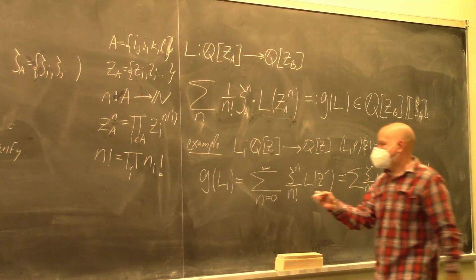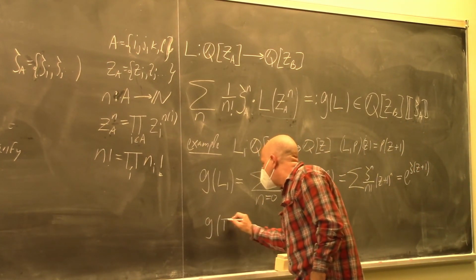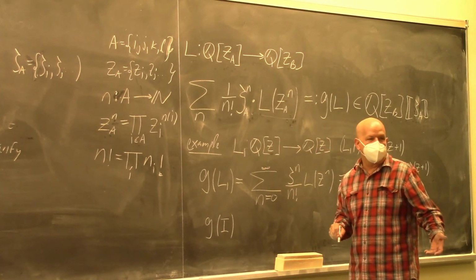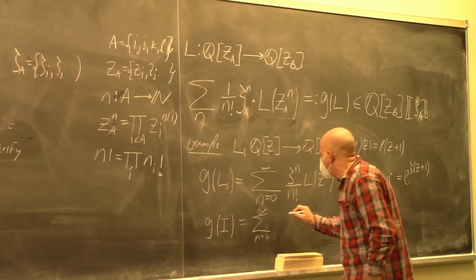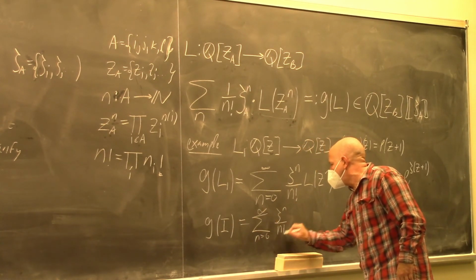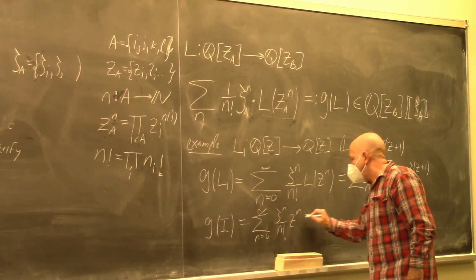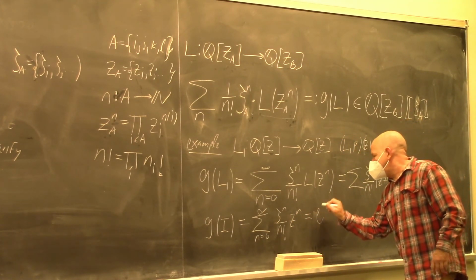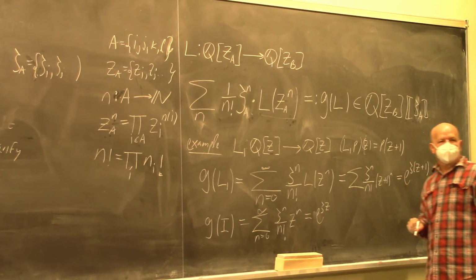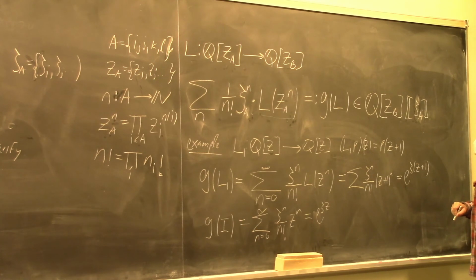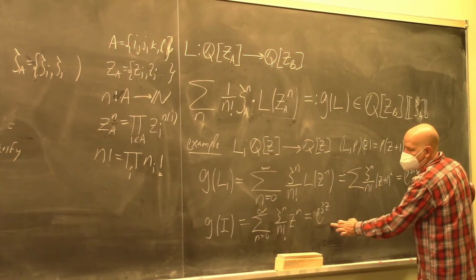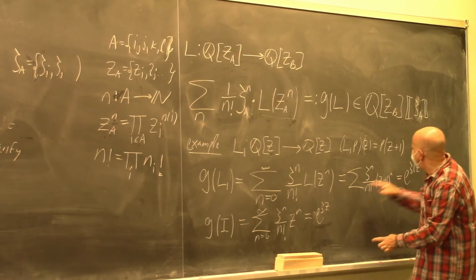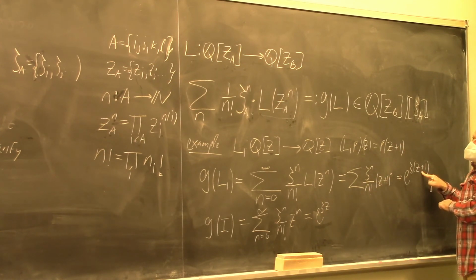By the way, I should have started with something even simpler. What's the generating function of the identity map? Again, it will be the sum n goes from 0 to infinity of zeta to the n divided by n factorial, z to the n. But this is just e to the zeta z. And when you look at this, it does look like you took the generating function of the identity and replaced z by z plus 1. And this is general.